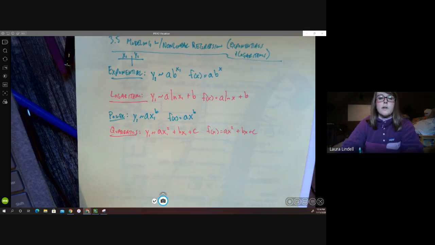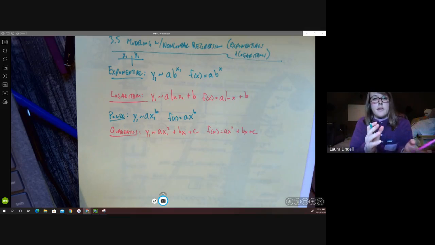And then there's also one more called logistic growth that we'll briefly mention today, because it goes along with the exponential function.